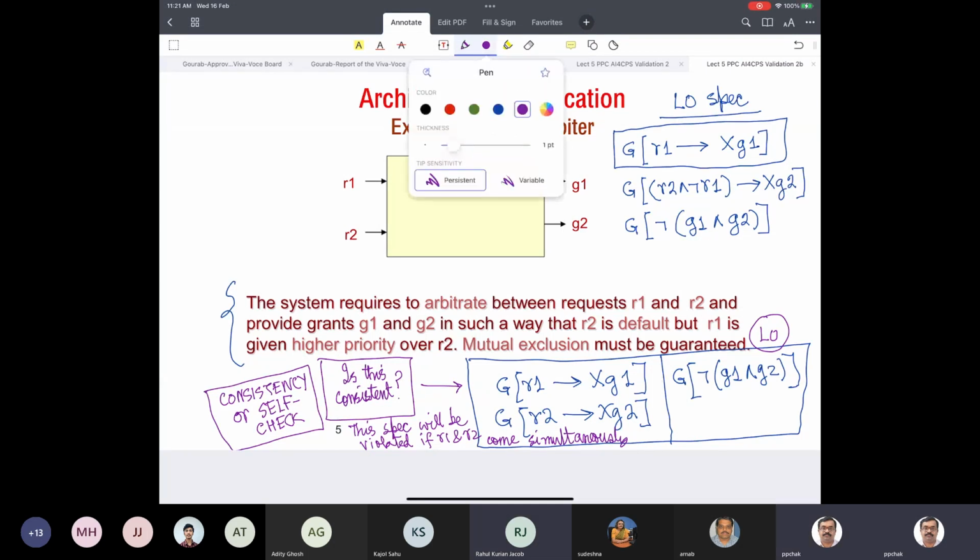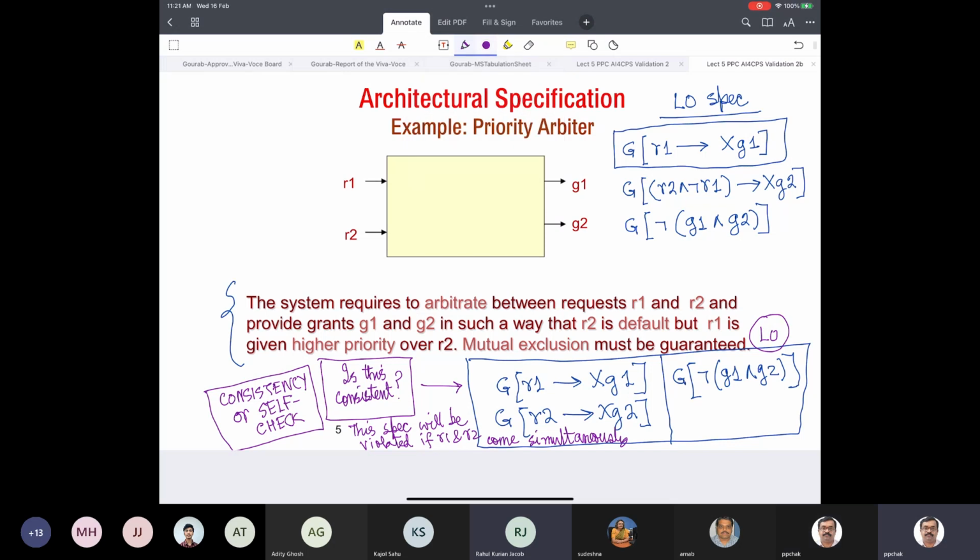Sir, from these three specifications, can we derive that R1 and R2 can't be on at the same time? So R1 and R2, yes, obviously you will derive R1 and R2 cannot be on at the same time. No, you cannot. R1 and R2 is not under your control. So that is why we write a refined L0, or let us call it an L0 dash specification.